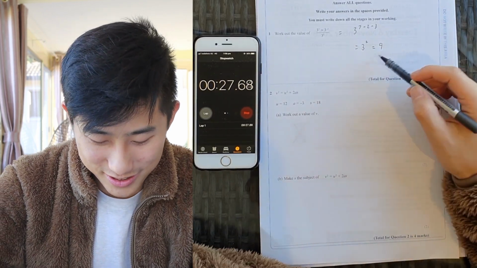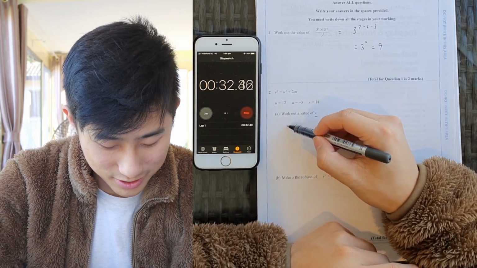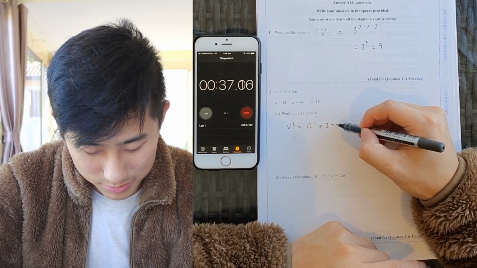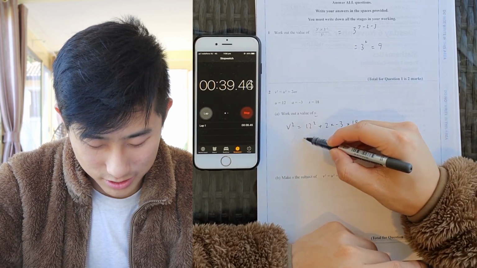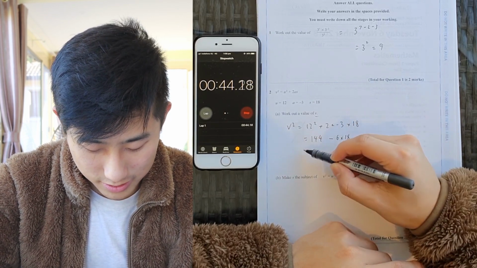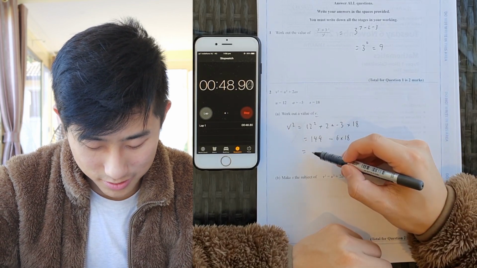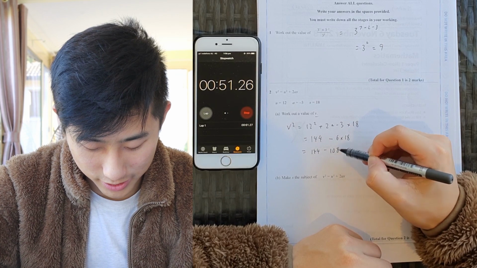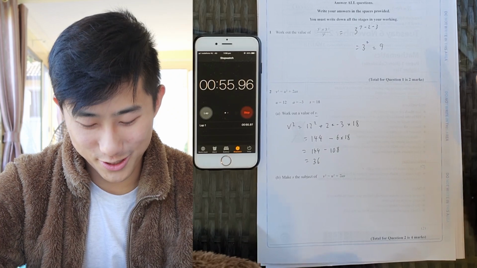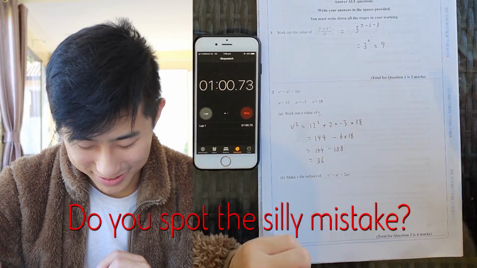Alright, question 2. So work out the value of v. Okay, so we're just subbing in numbers once again. v squared equals 12 squared plus 2 times negative 3 times 18, which equals 144 minus 6 times 18, equals 108. 144 minus 108 equals 36. Okay. Hopefully I don't make any silly mistakes because I'm doing this live and it will look pretty stupid, but anyways, let's see how it goes.